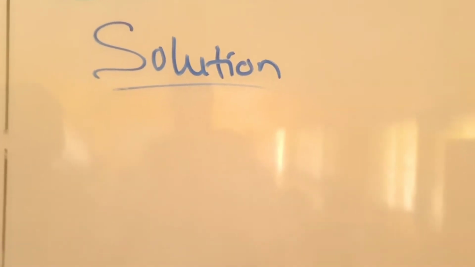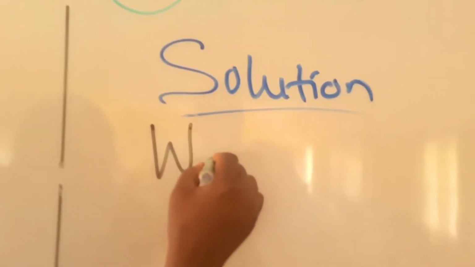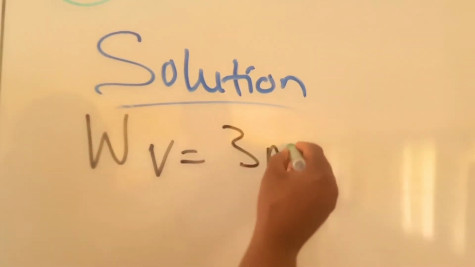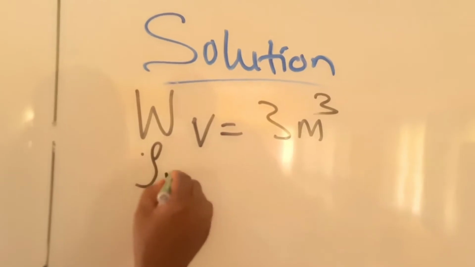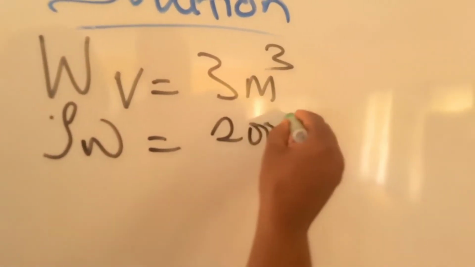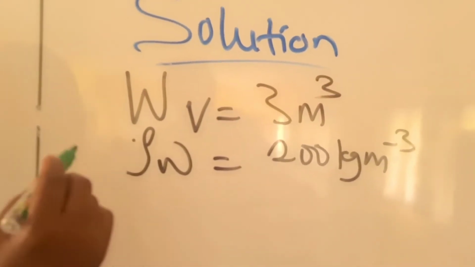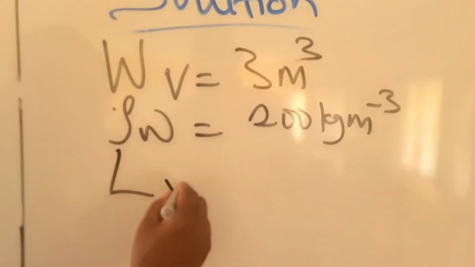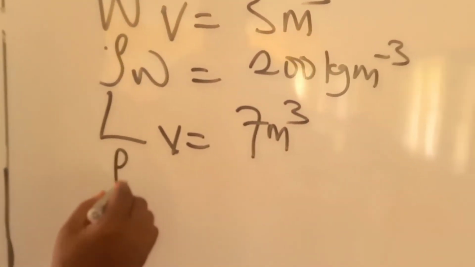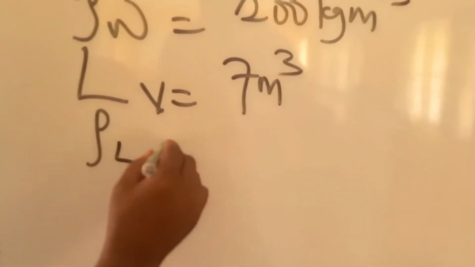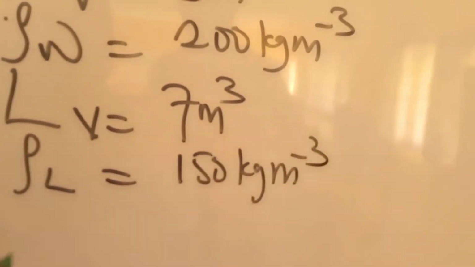First of all, we need to bring out the known parameters. So here, for the liquid W, the volume is 3 m³, and the density, that is rho, for the liquid W is 200 kilogram per cubic meter. And then for the liquid L, the volume is given as 7 m³, and the density, which is rho, for the liquid L is given as 150 kilogram per cubic meter.